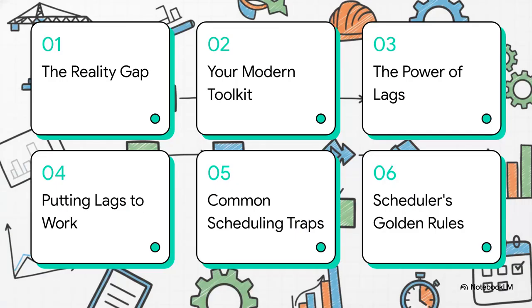So, to bridge that gap, here's our game plan. First, we'll dig into that reality gap. Then, we'll build up our modern scheduling toolkit. After that, we'll unlock the real power of something called lags, see how to put them to work, and then cover the common traps you absolutely need to avoid. We'll wrap it all up with the scheduler's golden rules.